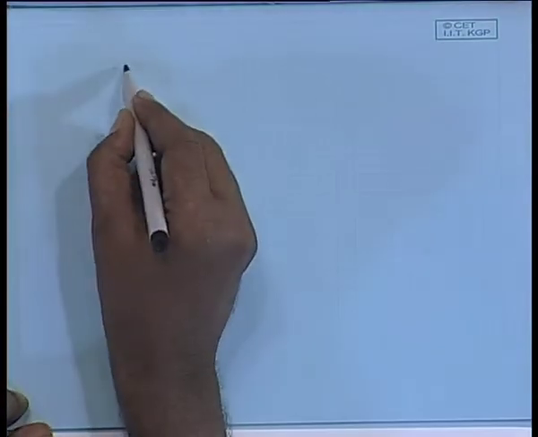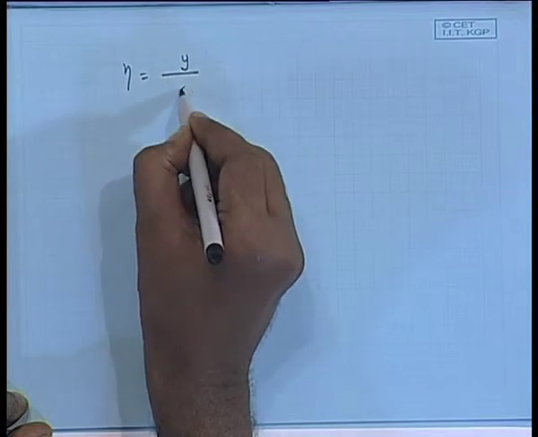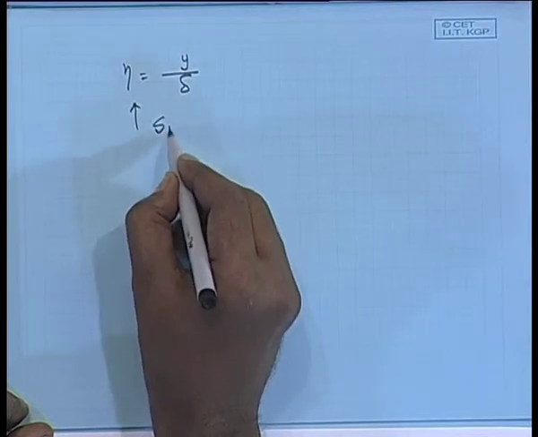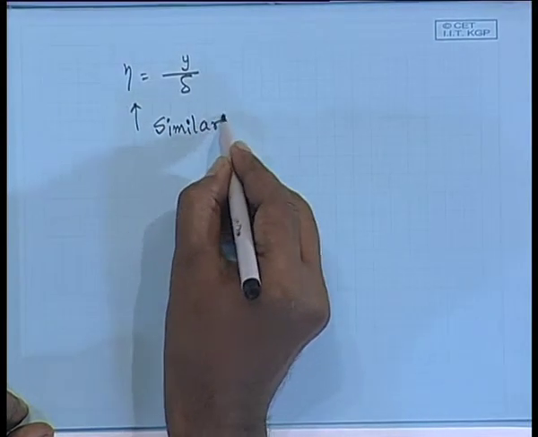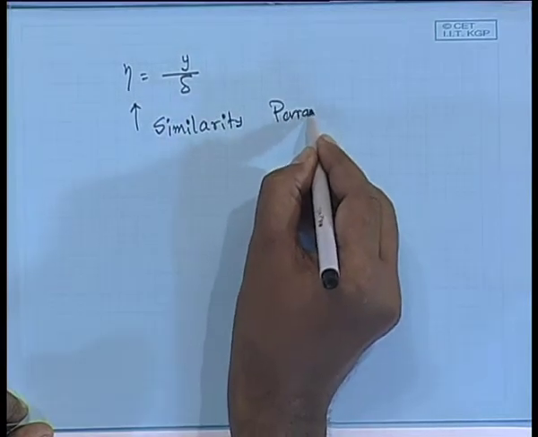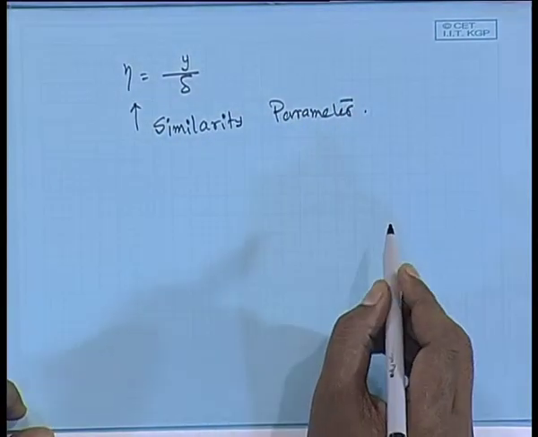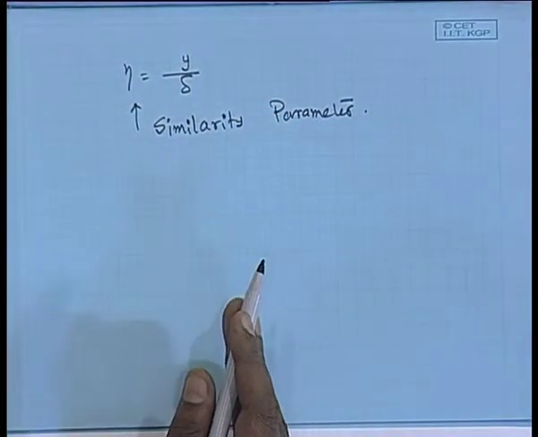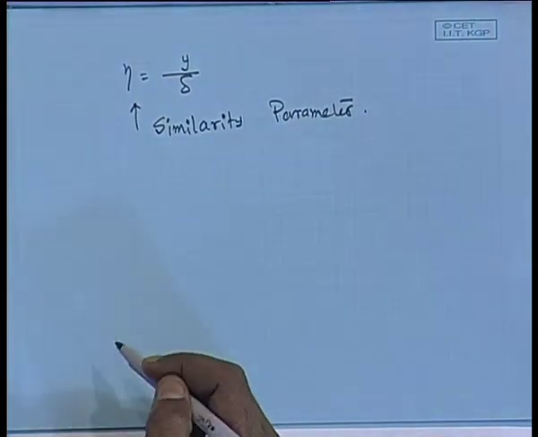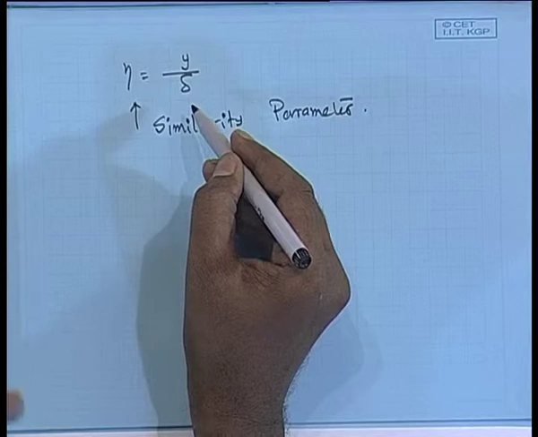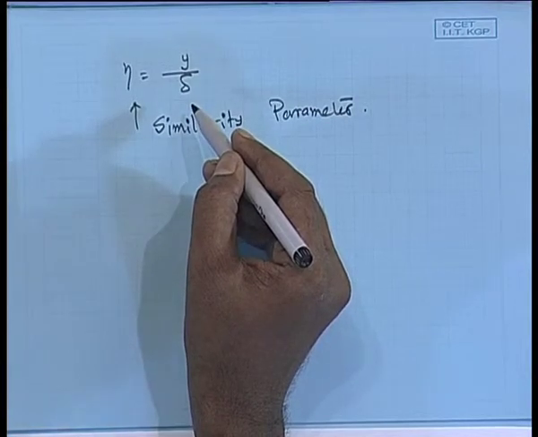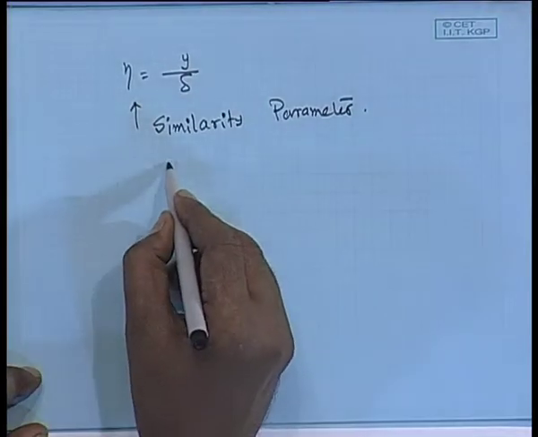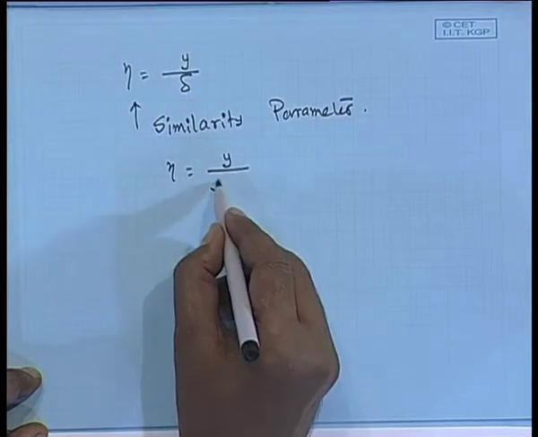Now, the similarity parameter in all these cases is defined as y by delta. This is the definition of the similarity parameter. Y is at any y location and delta is the corresponding value of boundary layer thickness at that point, which will in turn be a function of time. What is the functional variation? Delta equals under root nu t in this case. Okay. So, the similarity parameter becomes y by root over nu t.